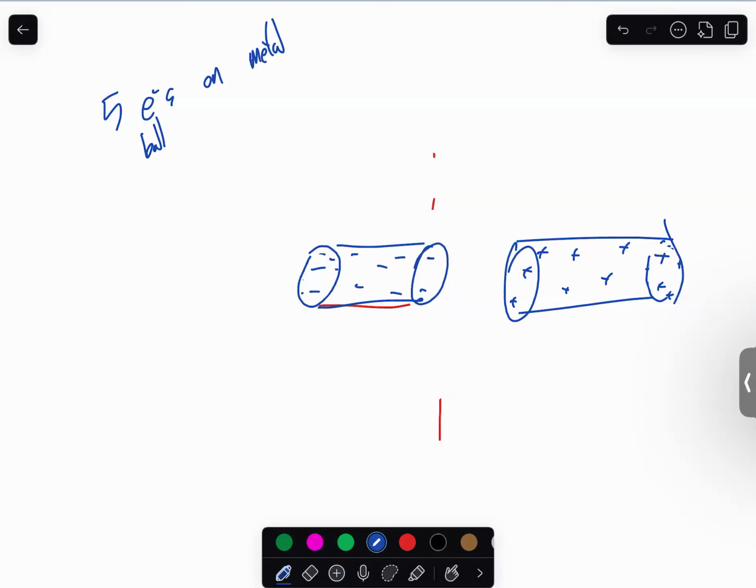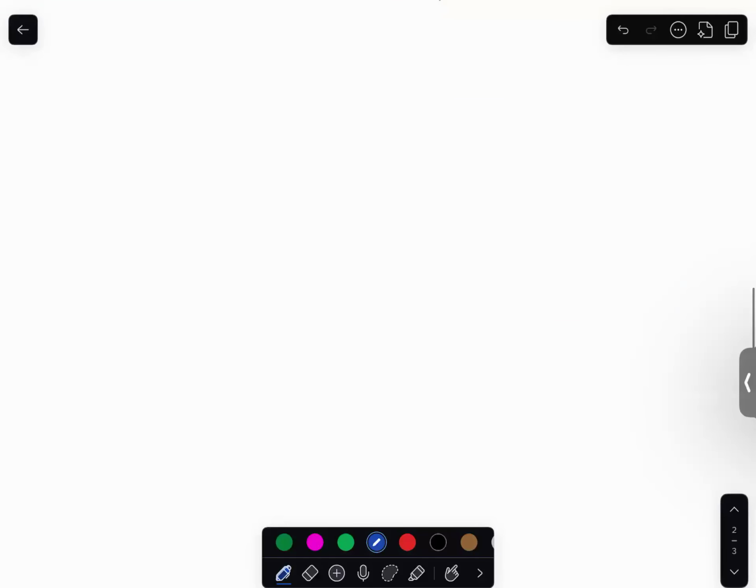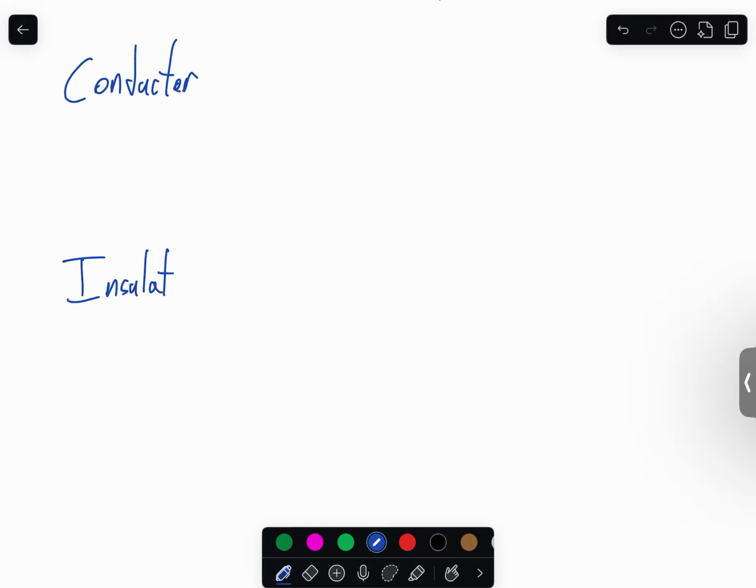So far, all pretty damn simple. There's one more conceptual thing that I need to introduce that should hopefully be pretty damn simple too, and that is a conductor versus an insulator. I wish to point out that these are not opposites. You can have different things beyond conductors and insulators.